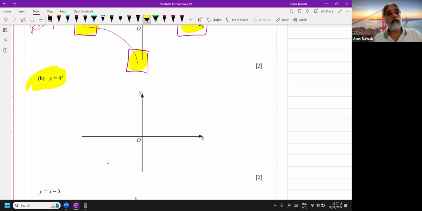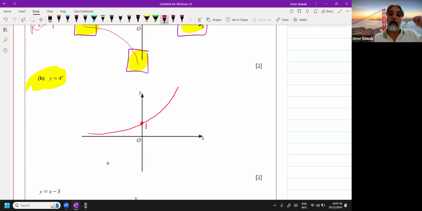Y is equal to 4 raised per x. This is exponential graph. It's an exponential growth graph because 4 raised per x. But if it was 4 raised per negative x, it will be a decay graph. So growth graph is like this. And where it cuts the axis, if you substitute here, x is equal to 0, 4 raised per 0 gives you 1. So the graph cuts the y-axis at 1.